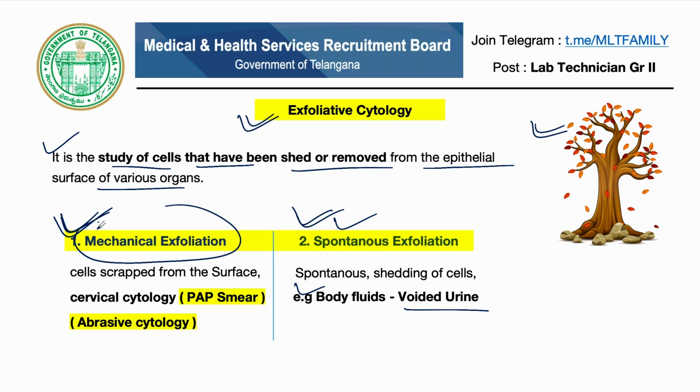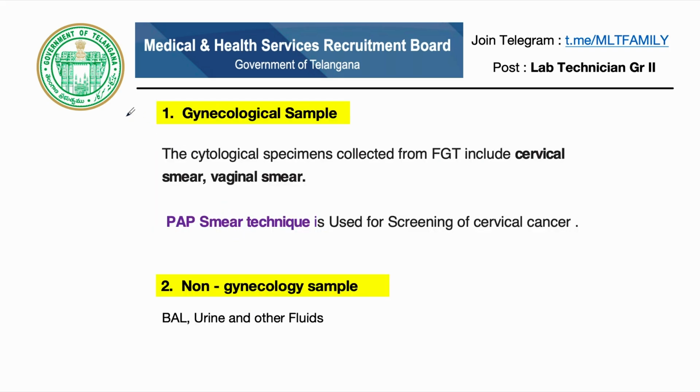Now we will talk about mechanical exfoliation. In this technique, cells are scraped from the surface by using some material, some spatula. We scrape the cells from the surface, for example in cervical cytology or pap smear. This is also known as abrasive cytology because we are basically using some instrument to mechanically exfoliate the cells from the lining of the lumen.